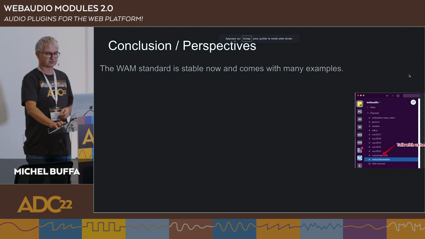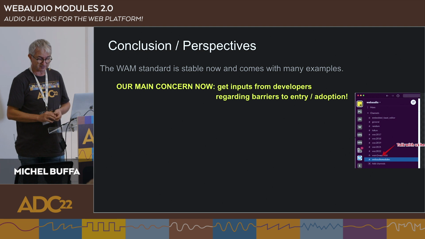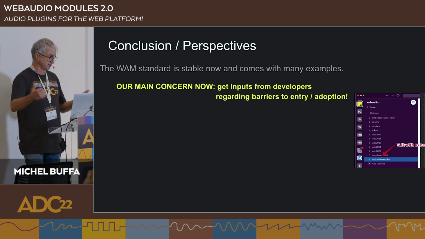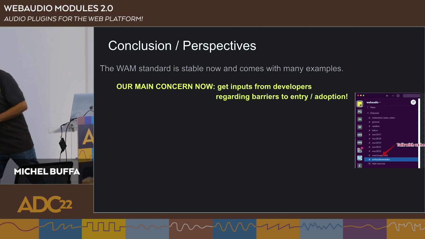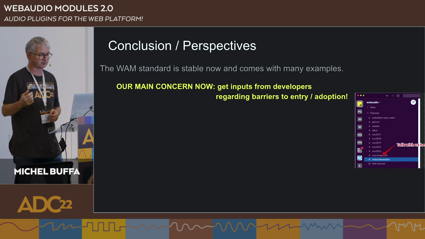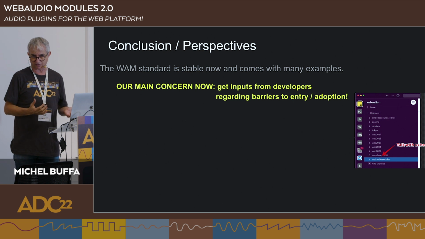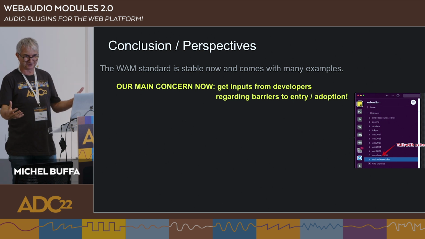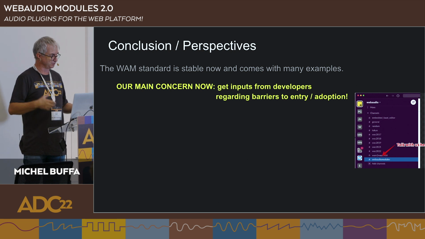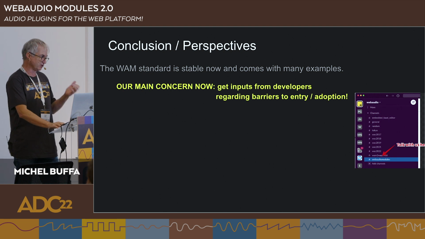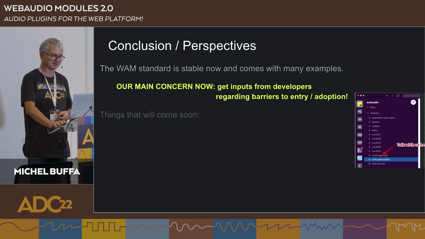The WAM standard is quite stable now and comes with many examples that you could see. Our main concern is to get input from you in the audience and from developers. We are on the Slack channel here, on the WebAudio Slack, sub-channel WebAudio modules. You can reach us. And we would like to get inputs regarding barriers to entry and adoption. Why are you hesitating to jump on this train and come with us developing and using WebAudio modules? I've got some ideas. I'm here for evangelization, as you could guess.